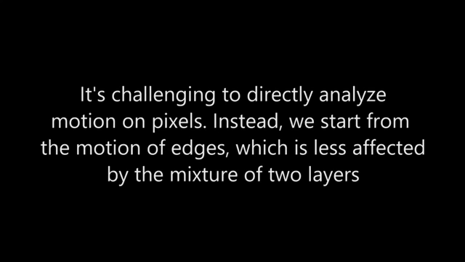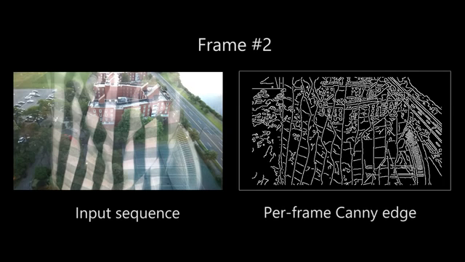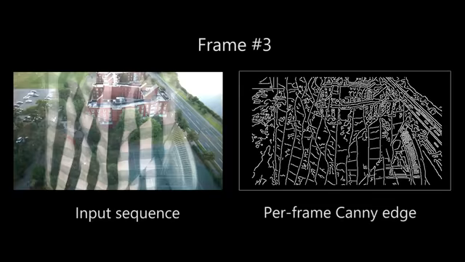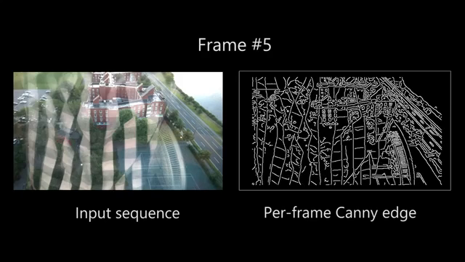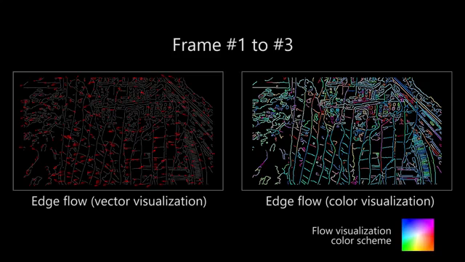We now describe our algorithm and demonstrate each step on the decomposition of 5 images containing reflection. It is challenging to directly analyze motion on pixels. Instead, we start from the motion of edges, which is less affected by the mixture of the 2 layers. We begin by performing Canny edge detection on the frames to extract the edges from each image. We then match edges in each of the frames to a reference frame, the middle frame in the image sequence.